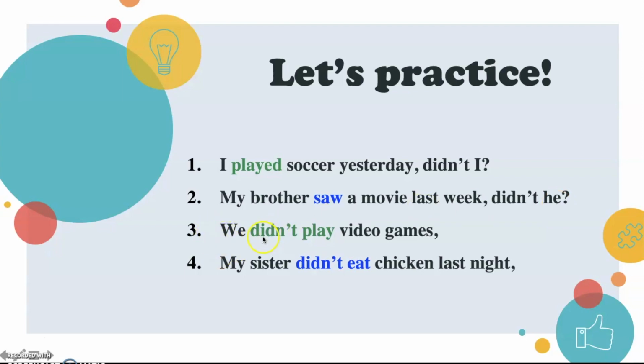Number 3, we didn't play video games. This sentence is in negative, so the tag question will be, did we? In affirmative. Excellent. My sister didn't eat chicken last night, so the tag question will be, did she? Very good. Remember that we cannot use my sister at the end in the tag question. We have to use the subject pronoun she.